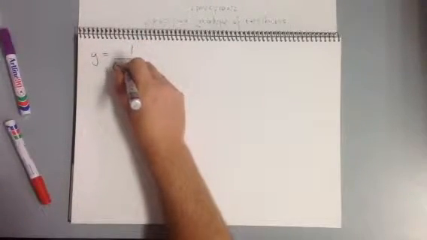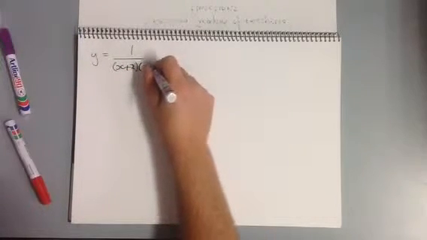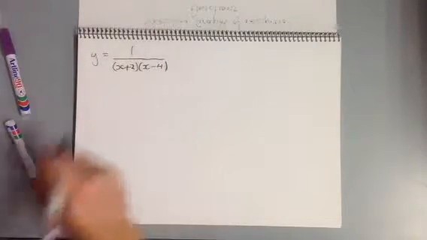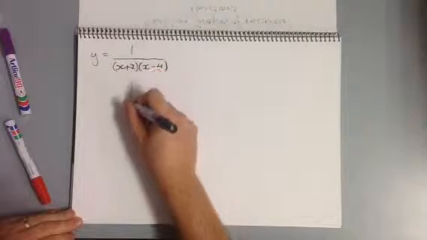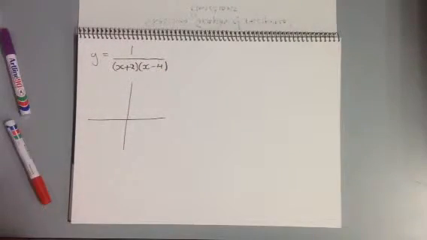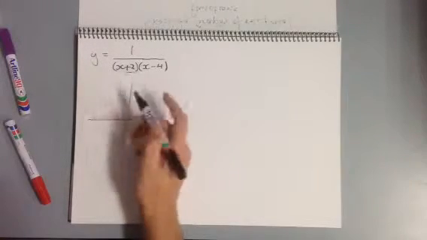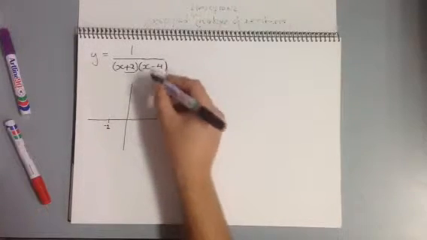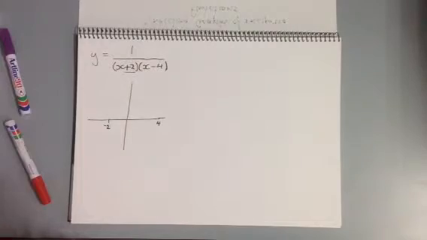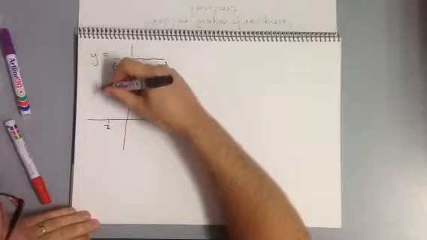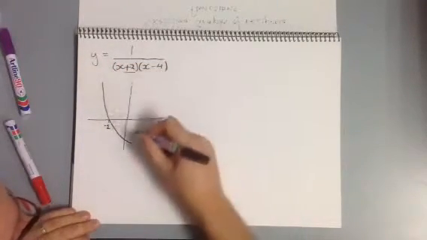Our second one, just turn the page, is the function y equals 1 over x plus 2 times x take 4. From our work with quadratics, we should know that means we have an x-intercept at -2 and another x-intercept at 4. We're only considering just the denominator at the moment and what that graph would look like. When we do that, we get a nice graph that looks something like this.